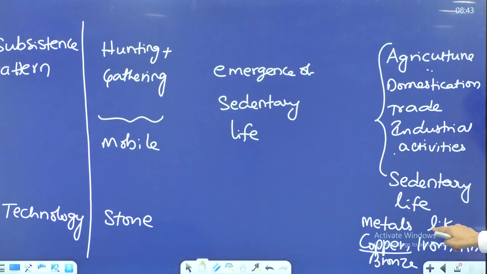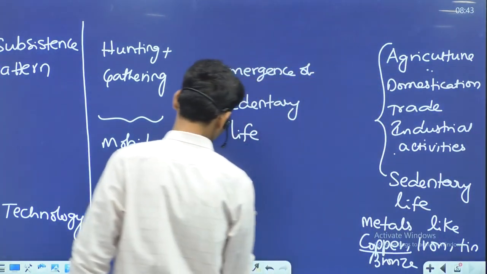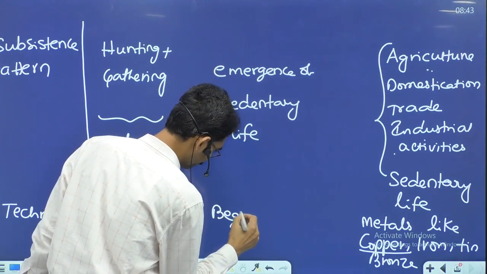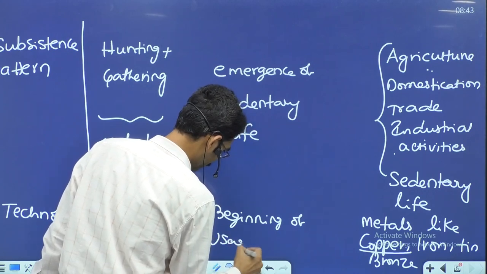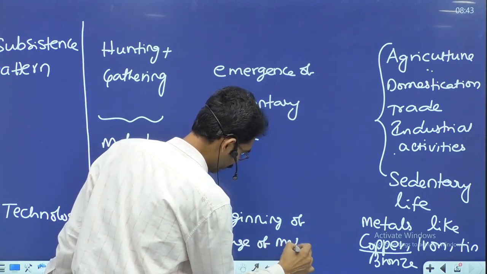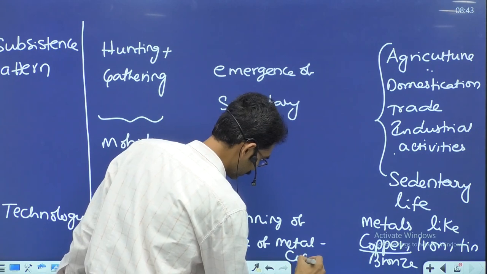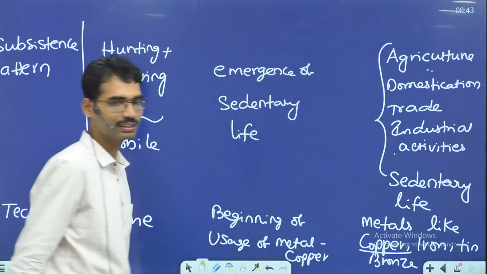Emergence of sedentary life, stone. This is the beginning of usage of metal. The first metal used by human beings is copper.